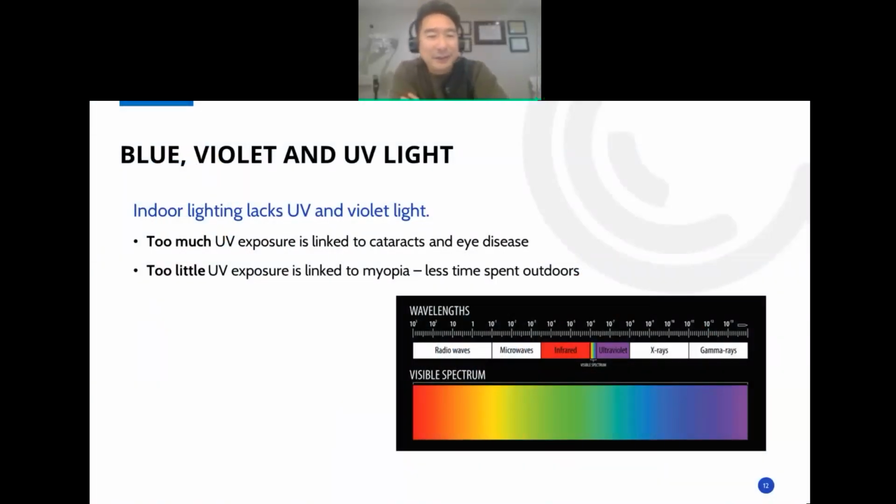Indoor lighting lacks UV and violet light. Too much UV exposure is linked to cataract and eye disease. You all know that. You cook the tissue. Too little UV exposure is also linked to myopia. We don't know why, but if you're pre-myopic, you want to spend at least 2 hours outdoors a day, and that's the recommendation. But nowadays, kids spend less time outdoors and more time indoors. So we don't know if UV light or blue light is good or bad. We have no idea yet.